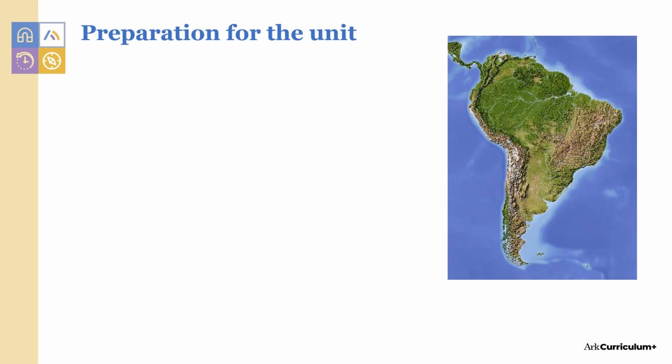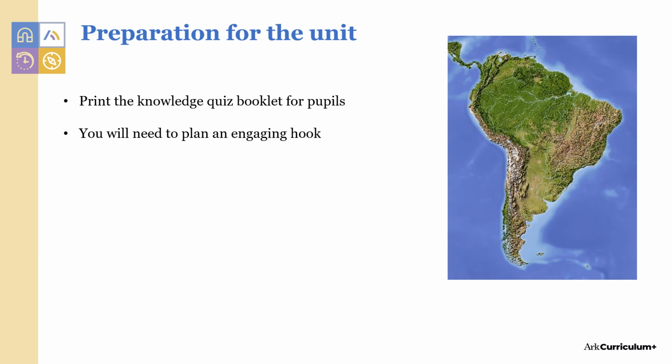For every unit, there are elements that will need to be planned in advance by the class teacher. You'll need to print the knowledge quiz booklet for pupils and plan where you'll keep them between lessons. This could be in a pile with you or slipped into the front of the workbooks. You'll need to plan an engaging hook, how you get pupils interested and engaged in the learning to come. You could take them on a trip, on a bus journey, or make some art.